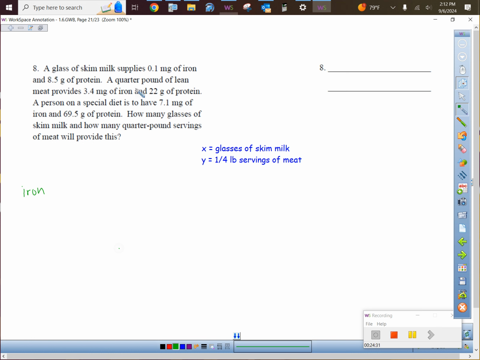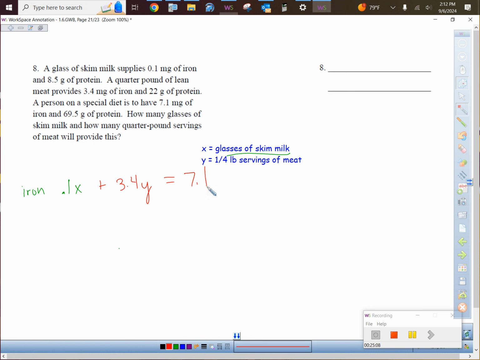So if I read through all of this stuff right here, it says a glass of skim milk provides 0.1 milligrams of iron. Sweet. Are you cool with, I could call that 0.1x, because a glass of skim milk is what X is, and it had 0.1 milligrams of iron. Plus, okay, 8 grams of protein, don't care about that, we'll do that later. But if you have that lean meat, don't they get 3.4 milligrams of iron for every piece of quarter-pound serving of meat, so that's times y. And do we know a total amount of iron this person is supposed to eat every day? Do you see everything in there was iron? Iron plus iron equaled iron, right?